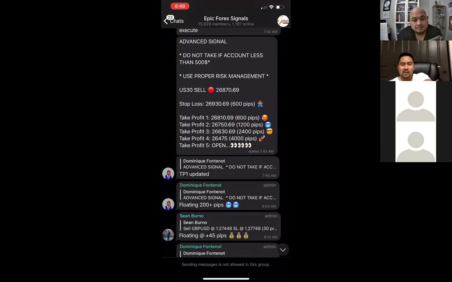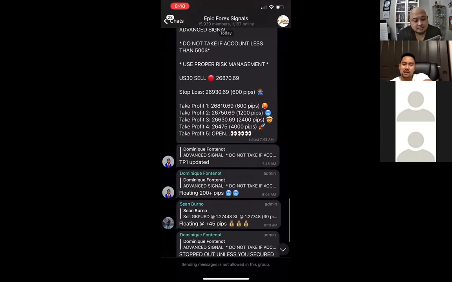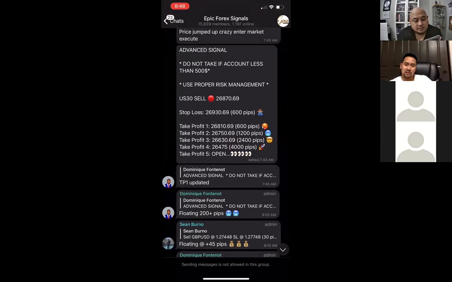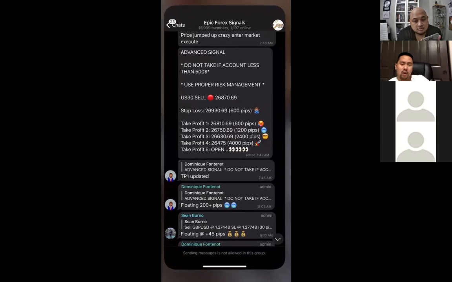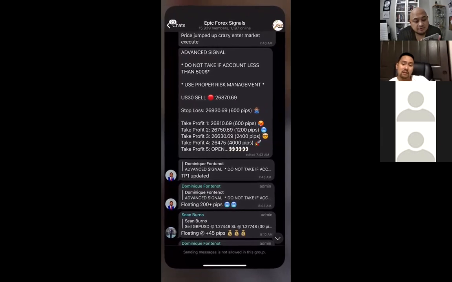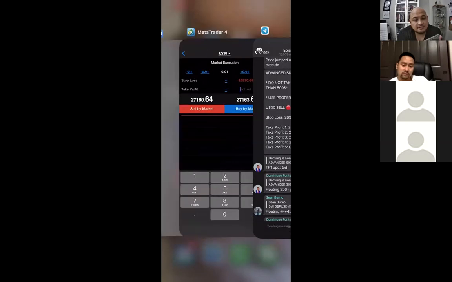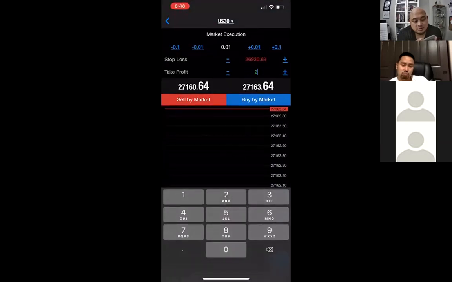So you can see this is a good day because on 10 cents, 600 pips is like $60. Once you got 100 pips, for 10 cents, that's like $120 already. So take profit 4, 26475. You could use your computer and then have your Telegram open on your phone. Or have the Telegram app on your laptop and look at it from there. Or vice versa. You have two devices.